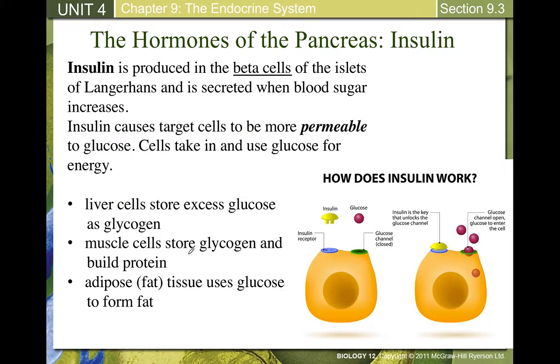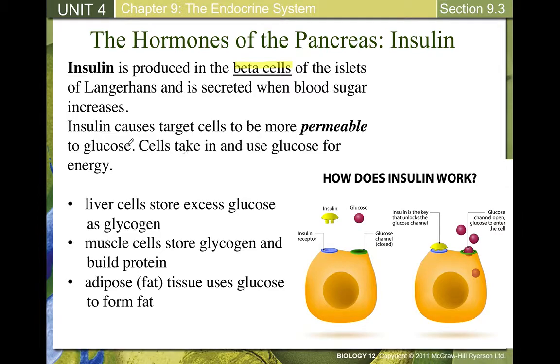So let's talk first about insulin. It's probably the one you've heard more about. Okay? It is produced by beta cells on the islets of Langerhans. It is secreted in response to blood sugar being too high. So let's say after you eat a meal, but especially a meal that is rich in carbohydrates, that's going to spike your blood sugar. Okay, and insulin is going to be released from your pancreas in response to that.